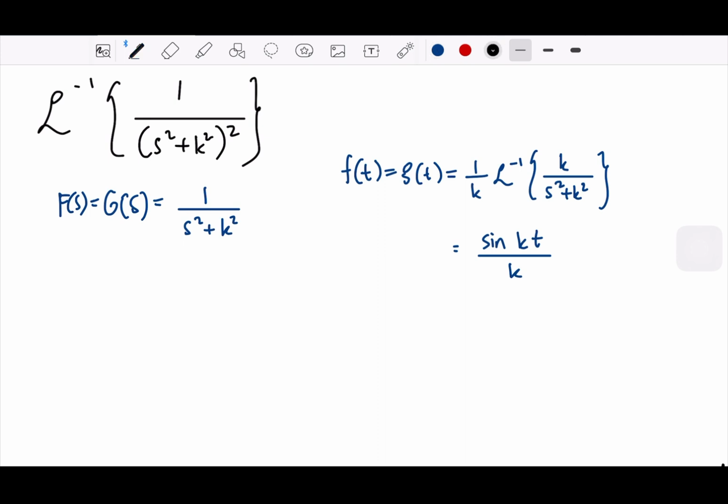And now the Laplace inverse of the question, right?